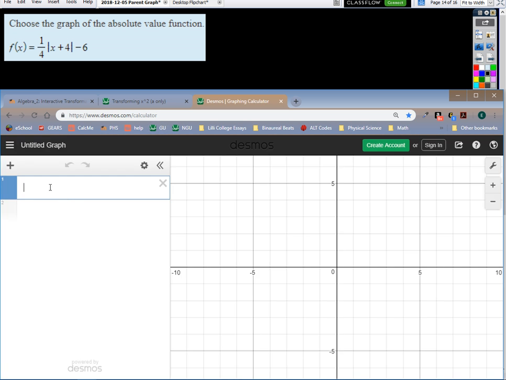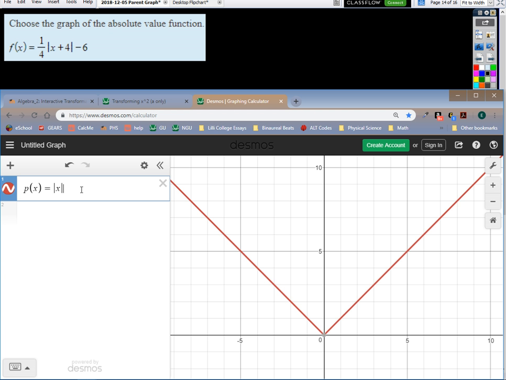Okay, so let's start off with f of x. What's my parent graph going to be? Absolute value of x. I probably should have called the one on the assignment g of x, right? We'll call this p of x for parent graph. P of x is absolute value of x. There it is.